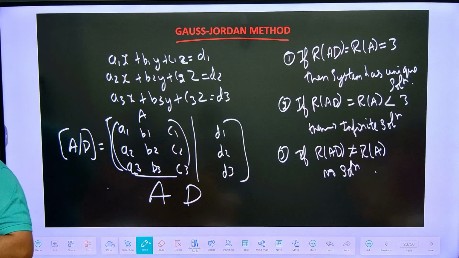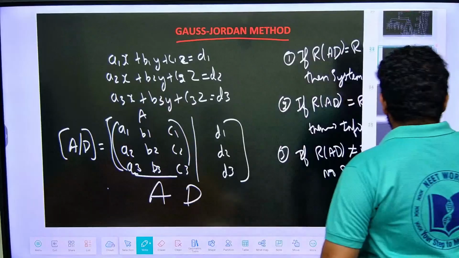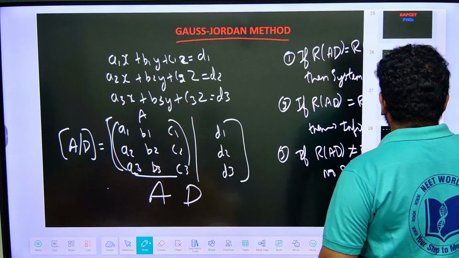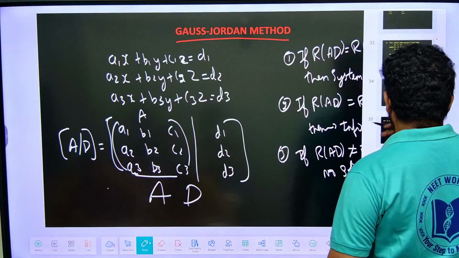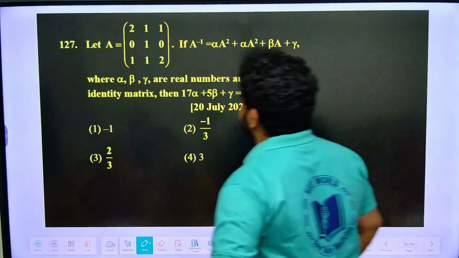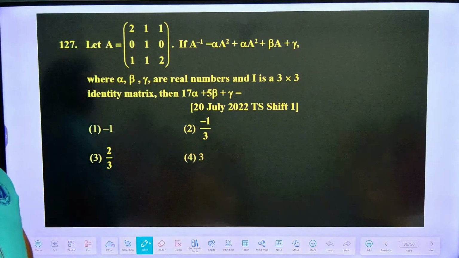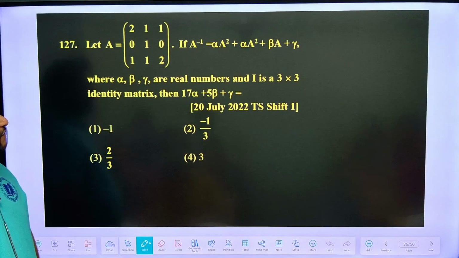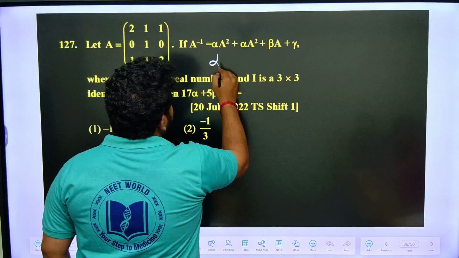Okay, now let us do some previous year questions related to this. Look at this, they have given, let A is equal to some matrix. If A inverse is equal to alpha into A square plus, this should be alpha into A square.